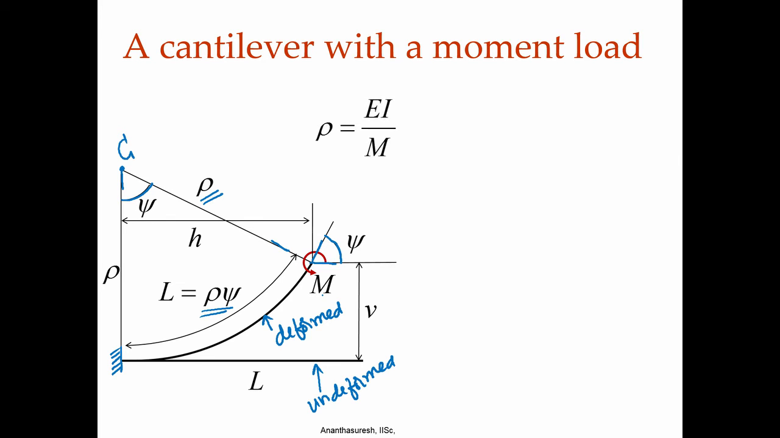We know that rho is equal to E I by m, because m is proportional to curvature, rather m is proportional to 1 over rho. 1 over rho is the curvature when rho is the radius of curvature, and the constant of proportionality is this E I, Young's modulus and second moment of area. So, from here we can get psi because it is L by rho, and rho we get from here, that becomes m L by E I, which is what we had for the small displacement analysis. That holds here even though it is large displacement, because curvature is constant, we do not have to solve the differential equation, it is readily solved for us.